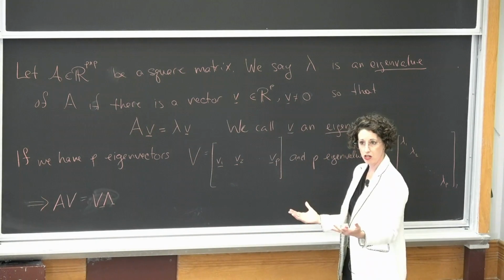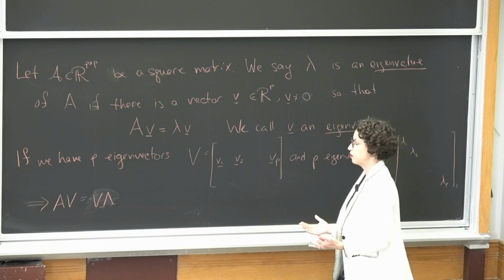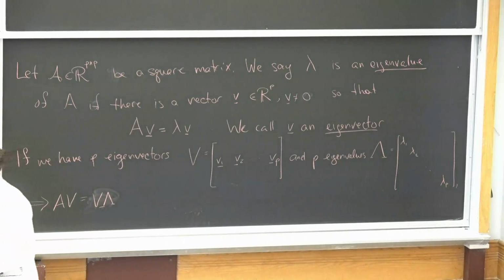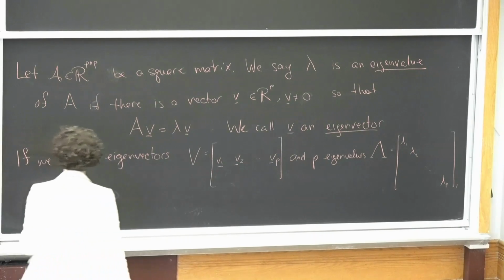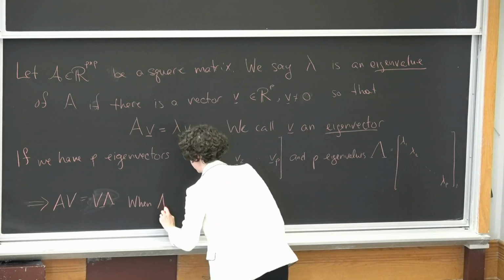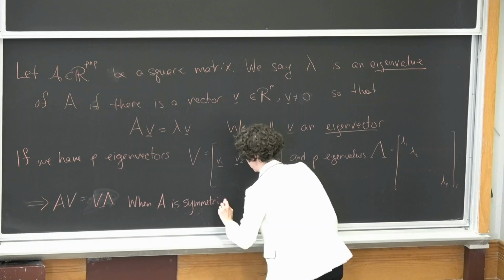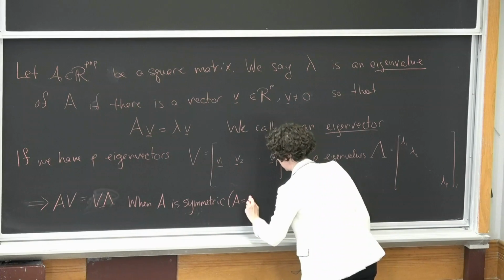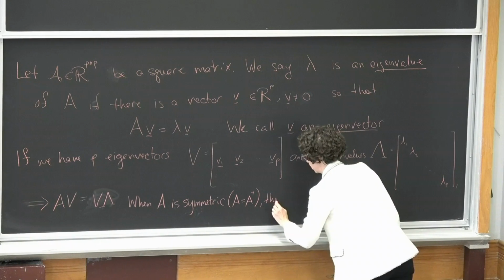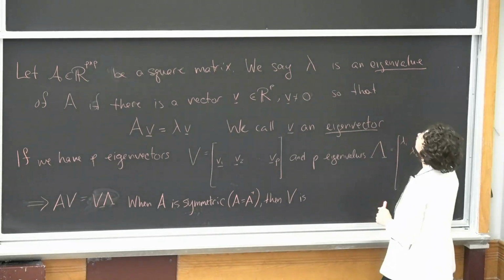Okay, so now we've got a collection of eigenvector and eigenvalue pairs, and we can put them all together in one matrix equation like this. And in the special case when A is symmetric, and remember that means that A is equal to A transpose, then V is orthogonal.